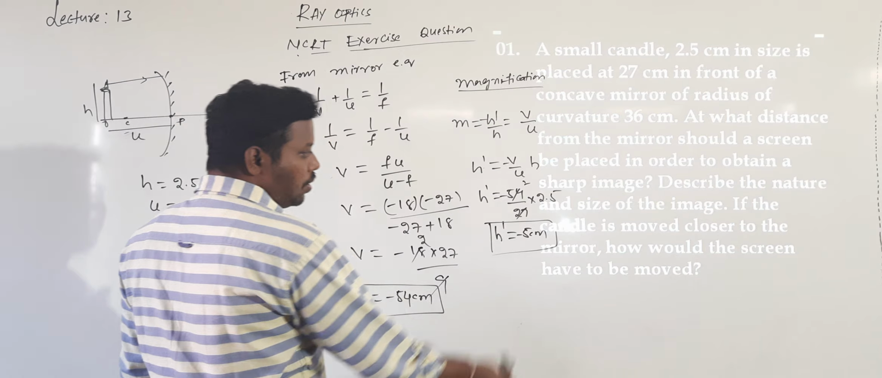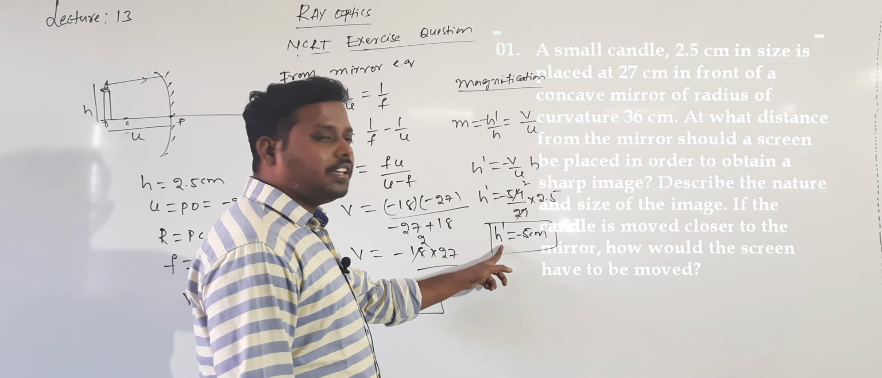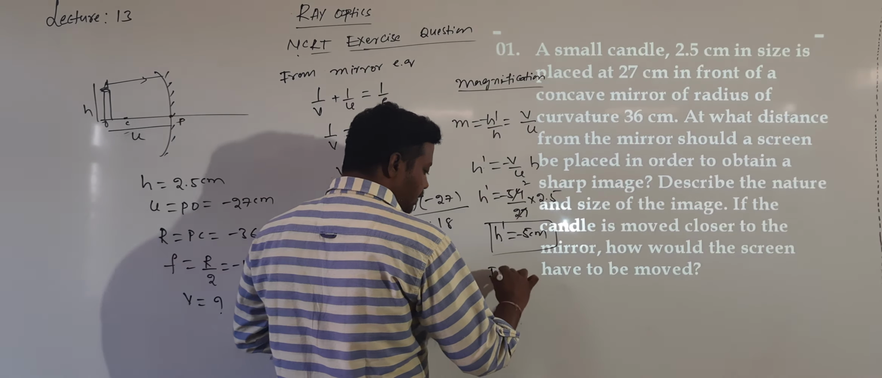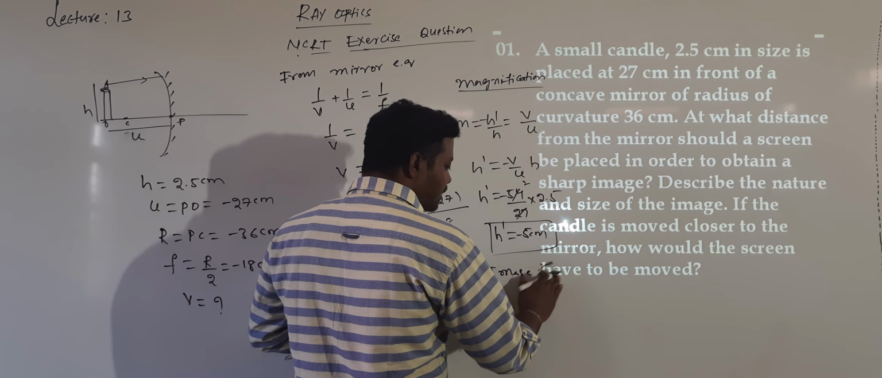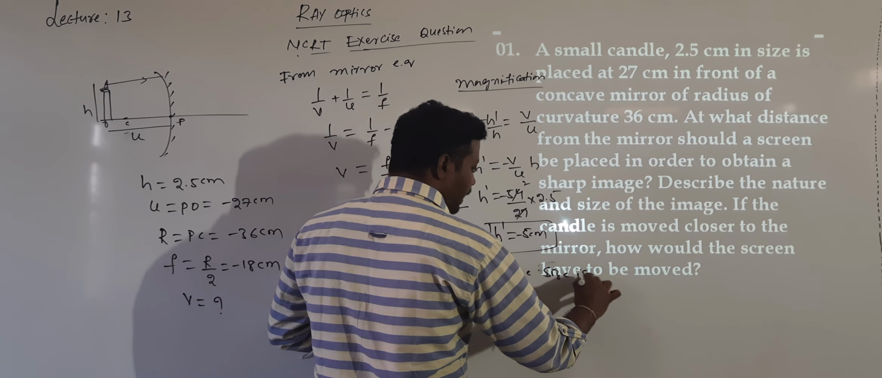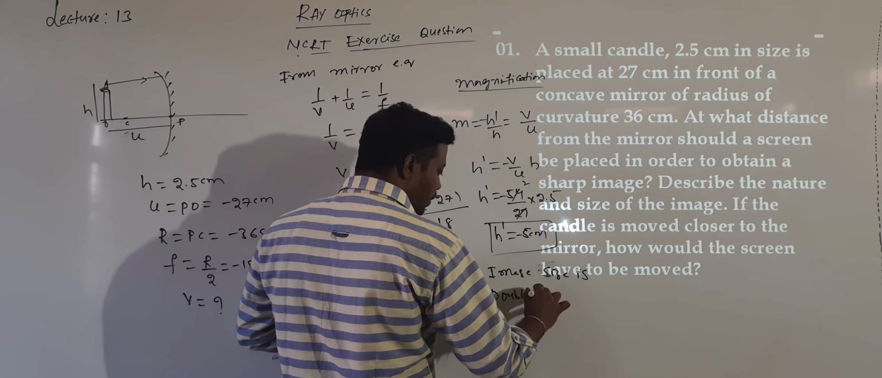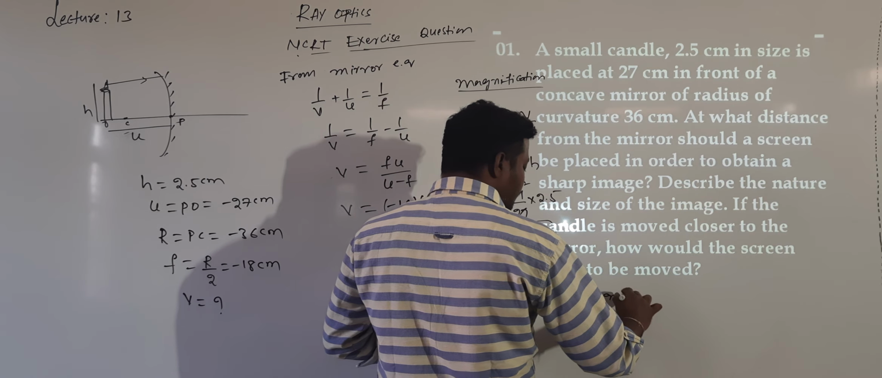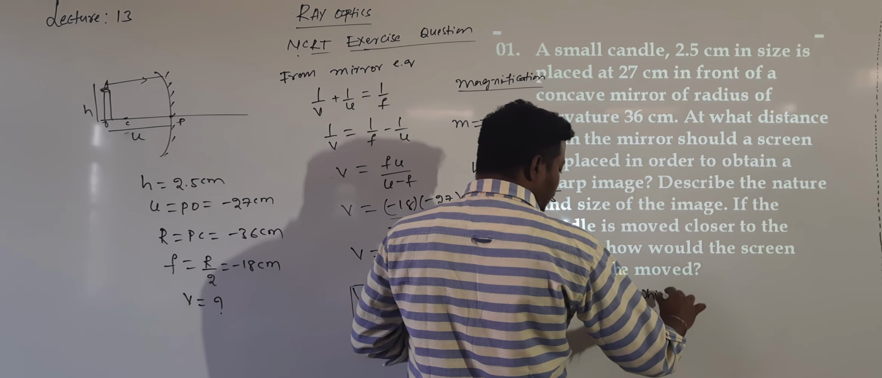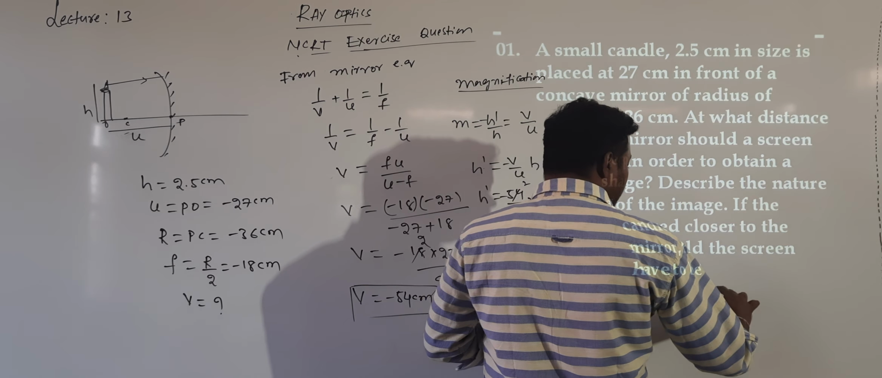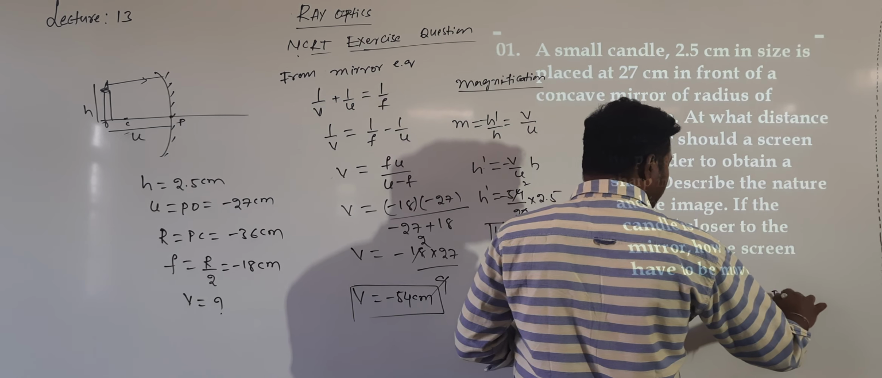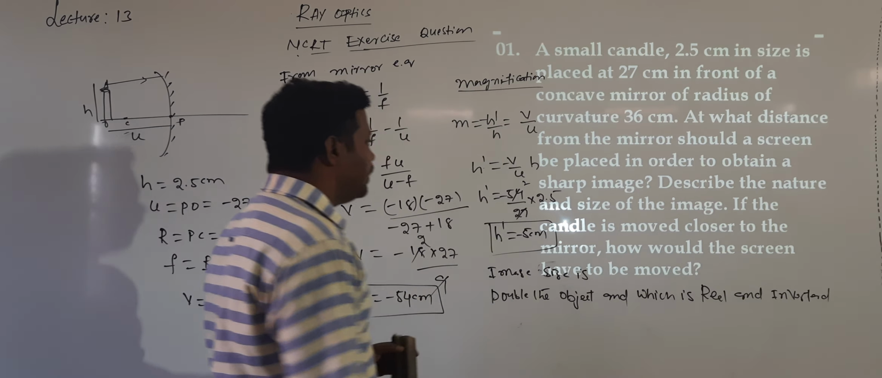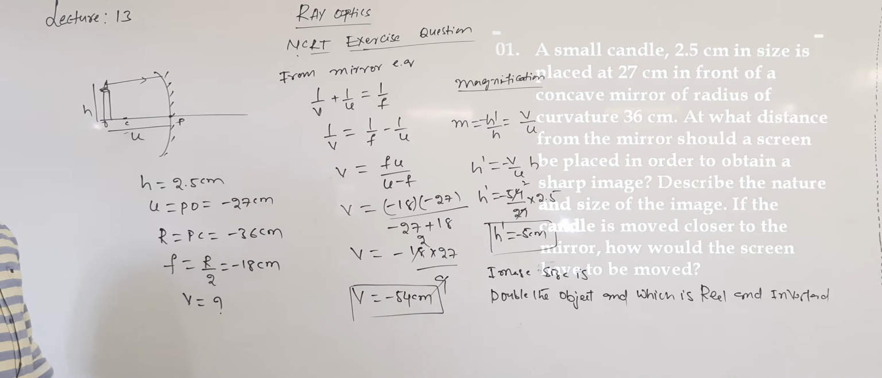One more question they are asking: the size of the image will be twice the size of the object, and the nature of the image will be real and inverted. Understood? So the second question point is over.